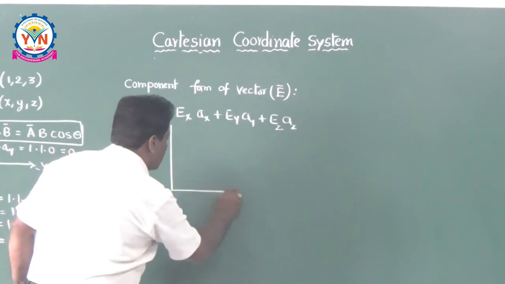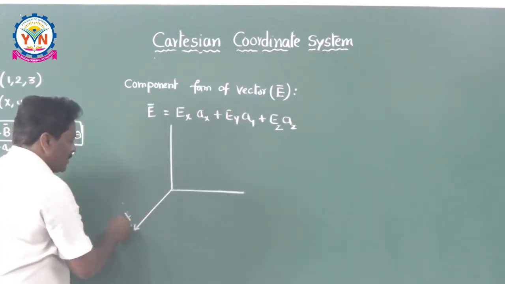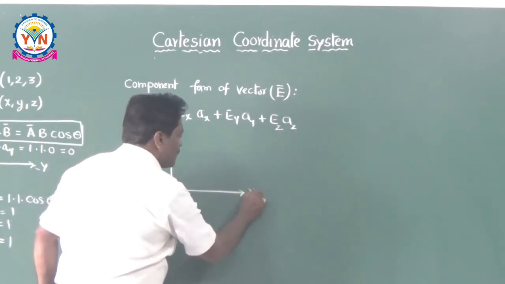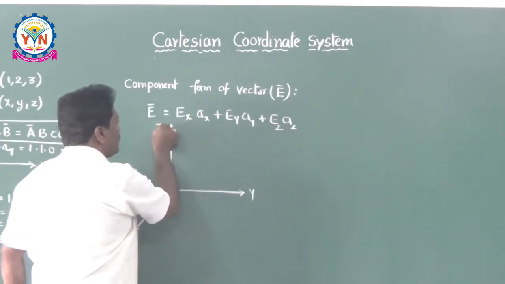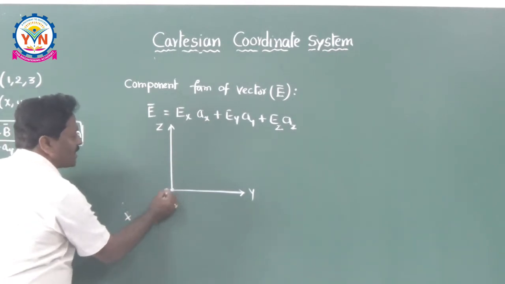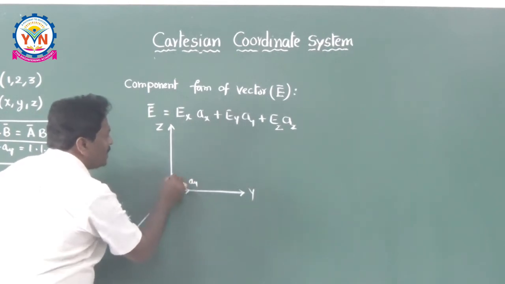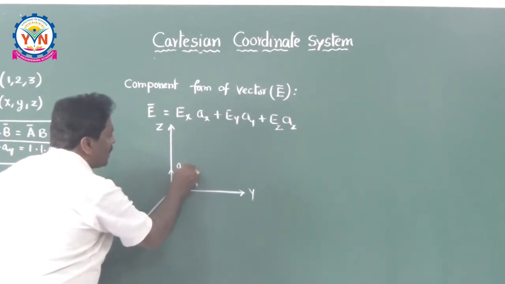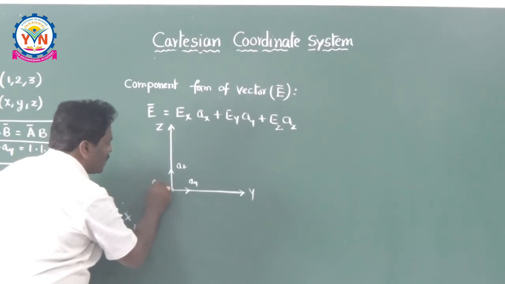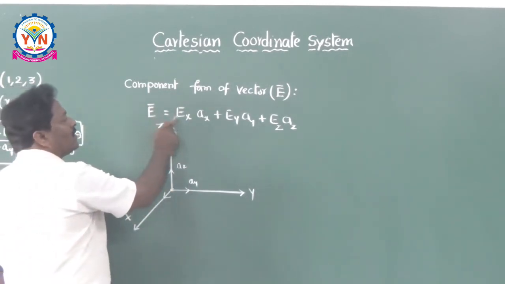As usual, there are three axes. This is the x axis, this is the y axis, and this is the z axis. Just now I told you, you require unit vectors to tell about the direction of the fields. So in this direction Ay, in this direction Az, and in this direction Ax, which are mutually perpendicular to each other.